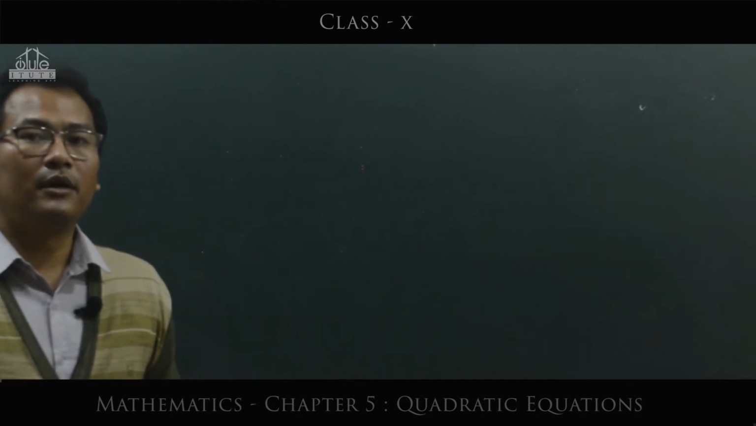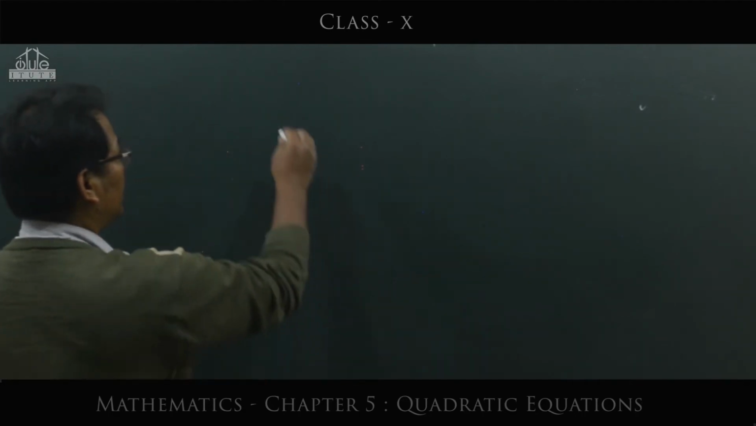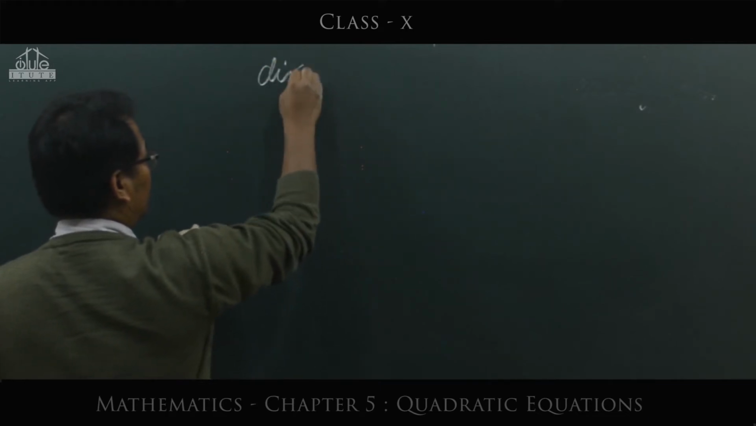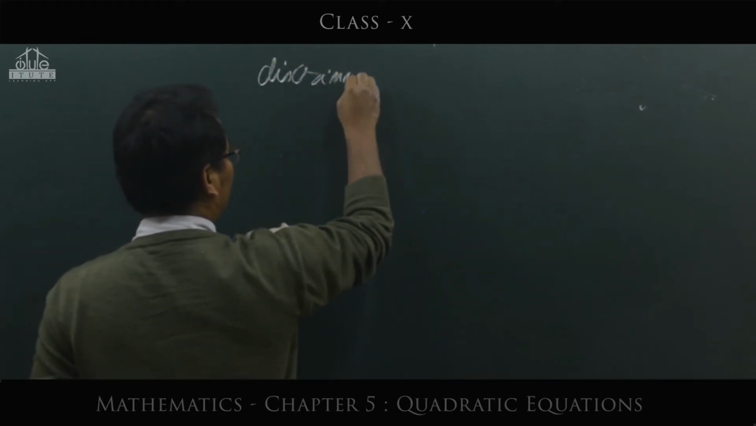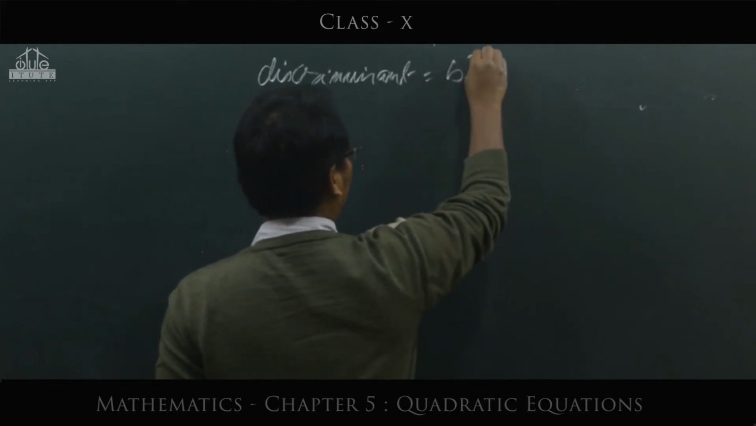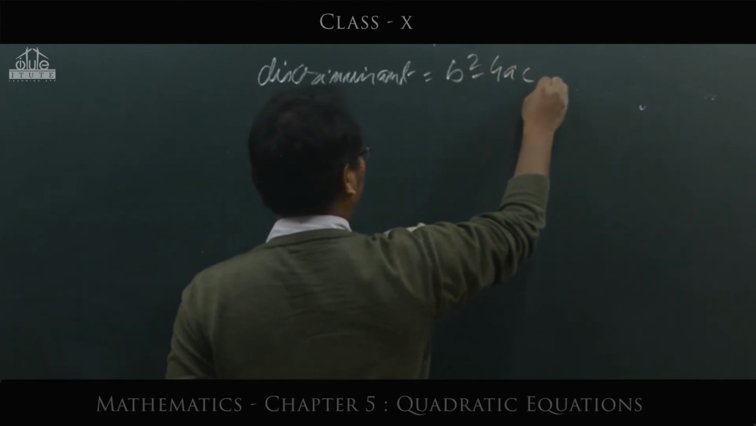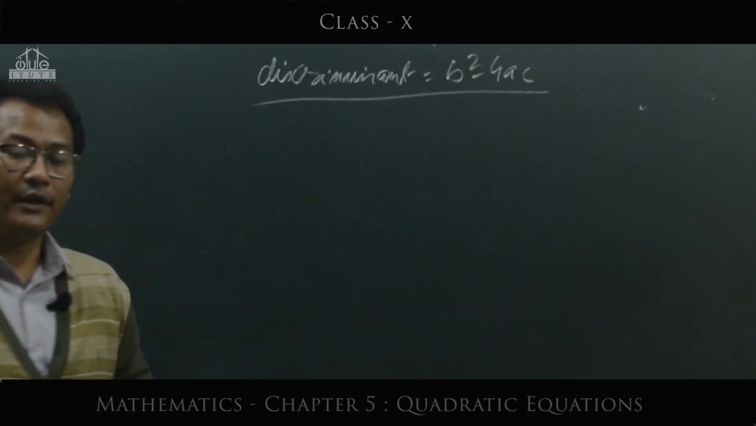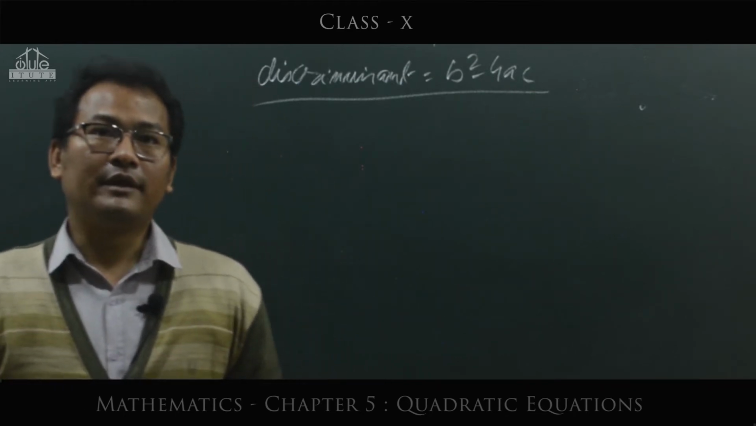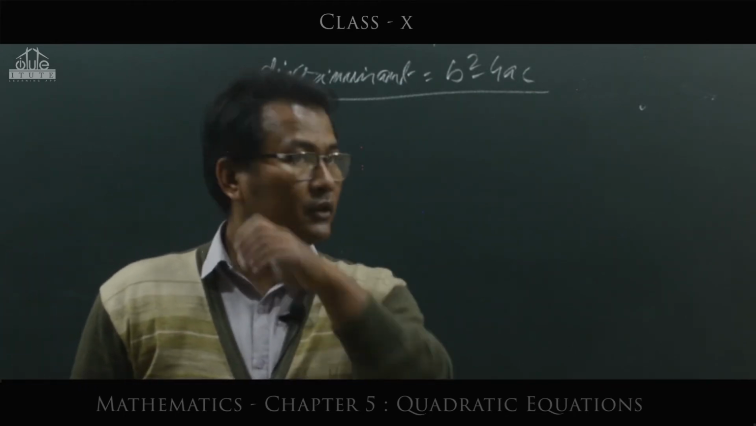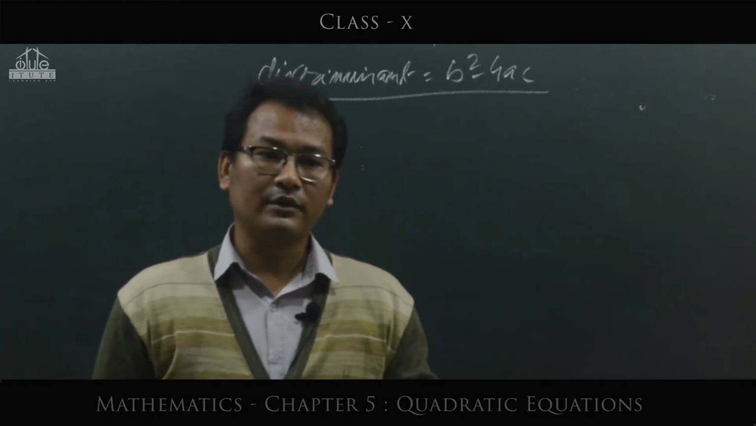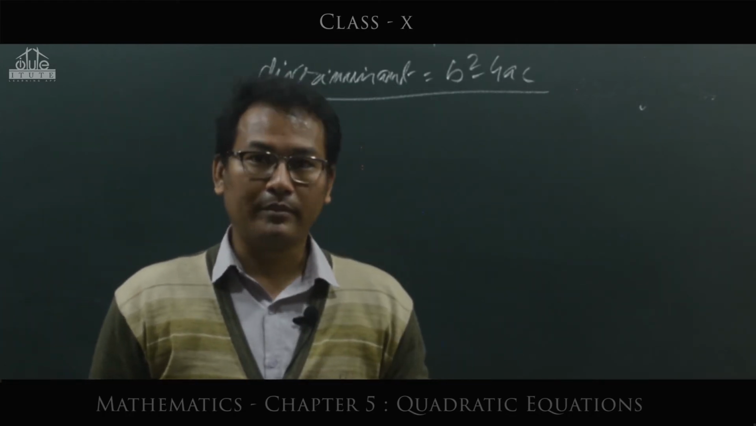Now we'll be talking about the discriminant. The discriminant of a quadratic equation is equal to b square minus 4ac. This is a very important term because using this, without actual calculation, you can tell the value of the roots, or the nature of the roots, how the nature of the roots will be.